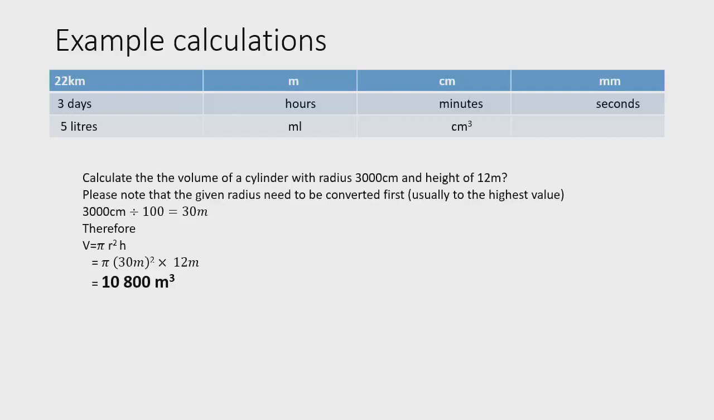And here they are saying that the radius is 3,000 centimeter, but you have to convert it to meter. It becomes 30 meters squared multiplied by 12 meters, and then your answer will be 10,800 square meters. And that is your final answer, what they are looking for.